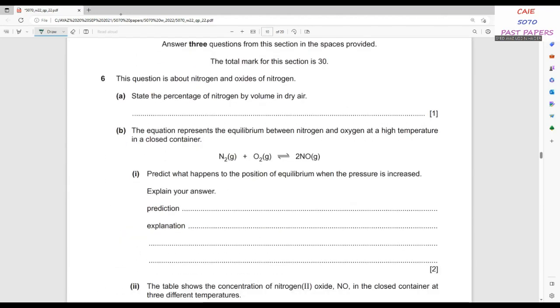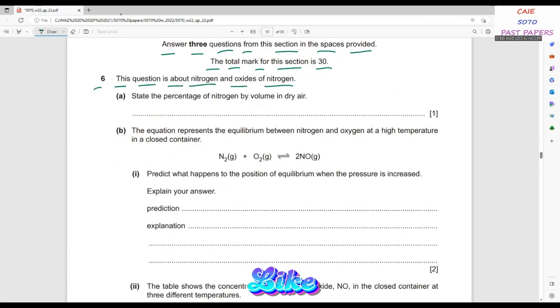Section B. Answer three questions from this section in the spaces provided. The total mark for this section is 30. Number six, this question is about nitrogen and oxides of nitrogen. A, state the percentage of nitrogen by volume in dry air. You have to learn it by heart. The percentage of nitrogen in dry air is 78%.